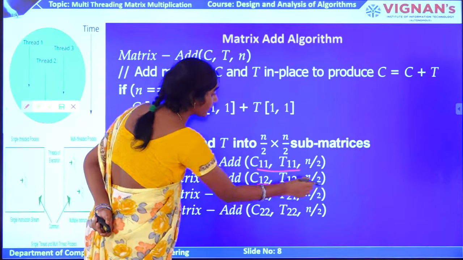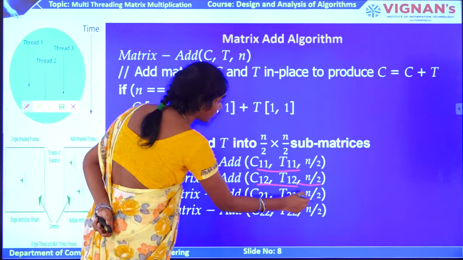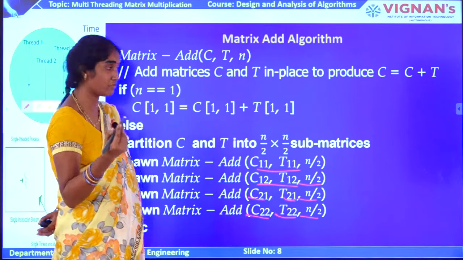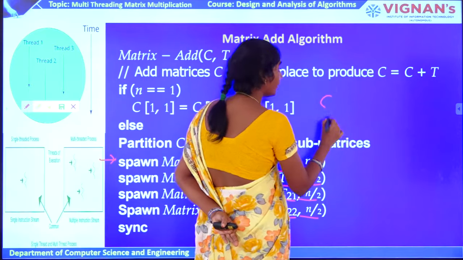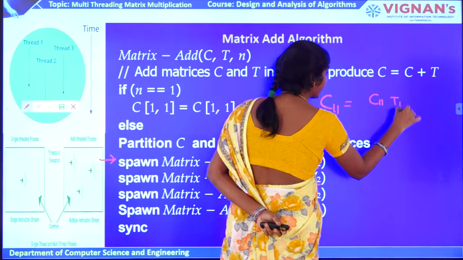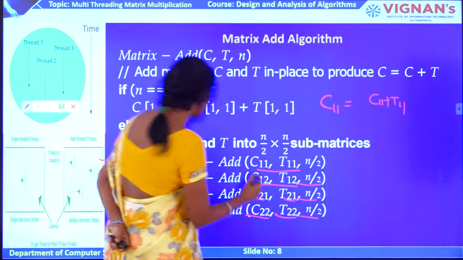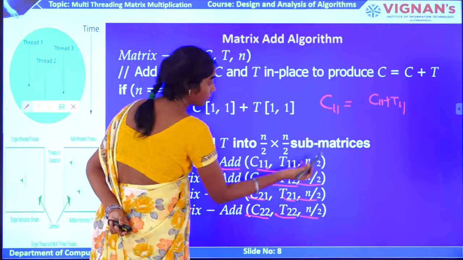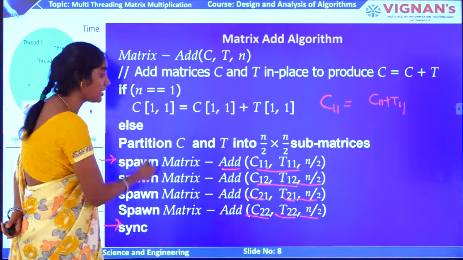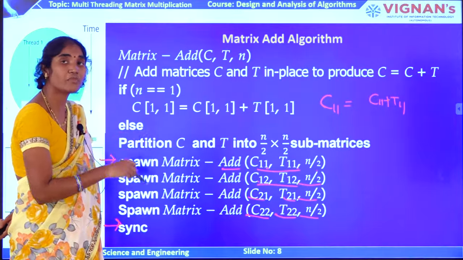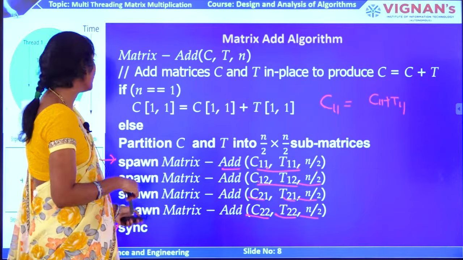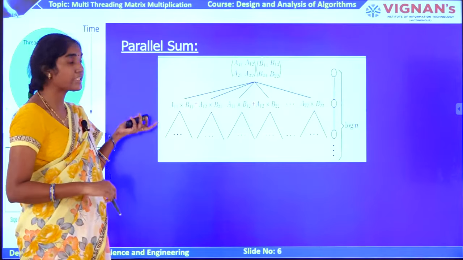Again C12 T12 n by 2, again C21 T21 n by 2, C22 T22 n by 2. So here we are adding. In order to get the first one, which is C11, I have to add C11 as well as T11, right. So for that we add C11 T11 n by 2 and again C12 T12 n by 2, and finally sync, because after execution of all these parallel operations I have to get the final result, that is why sync.